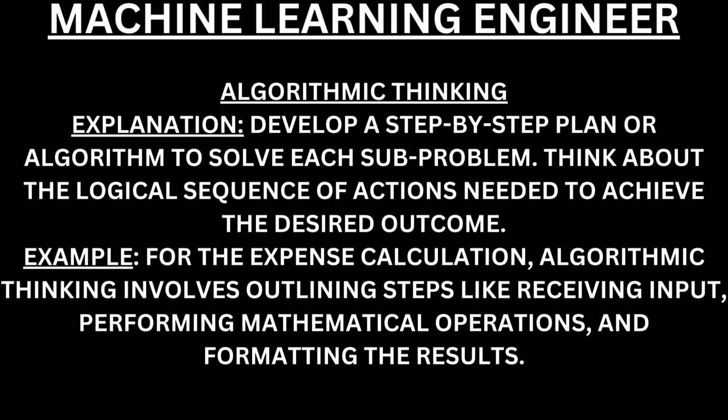Algorithmic thinking. Explanation: develop a step-by-step plan or algorithm to solve each subproblem. Think about the logical sequence of actions needed to achieve the desired outcome. Example: for the expense calculation, algorithmic thinking involves outlining steps like receiving input, performing mathematical operations, and formatting the results.